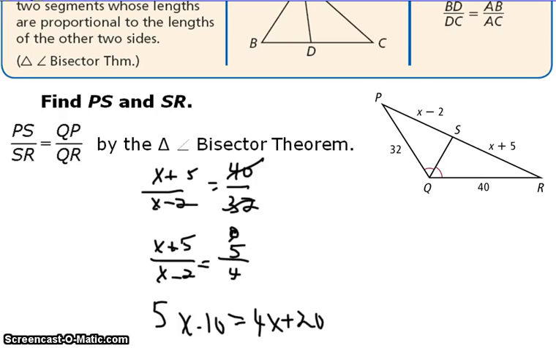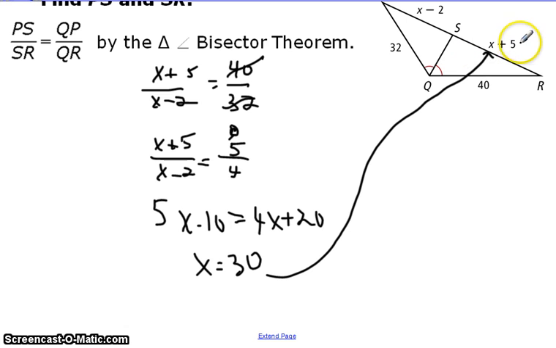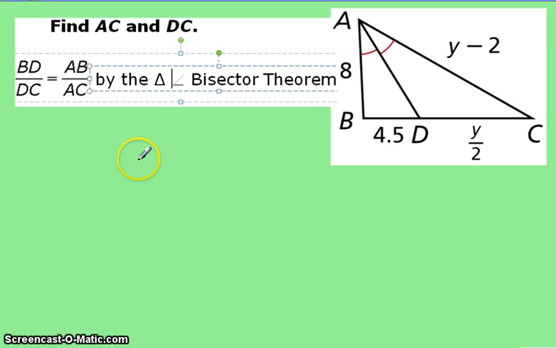And are we supposed to actually find the side length? Yes. So that means we got to plug x back into these. So 30 plus 5 would be 35 for this length. And when I plug it back into this one, I'll have 30 minus 2, which will be 28. Alright, another one just like that. We're going to jump past.